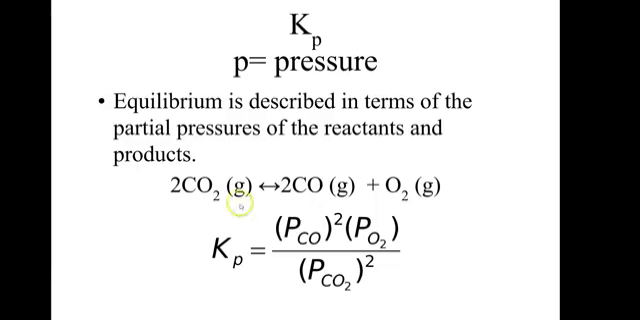Here's a good example. Carbon dioxide goes to carbon monoxide and O2. It's a balanced equation. We have to have that every time. Partial pressure of the O2 gas, partial pressure of the carbon monoxide squared, over the partial pressure of the carbon dioxide squared. Again, products over the reactants gives us the equilibrium constant for the pressure.